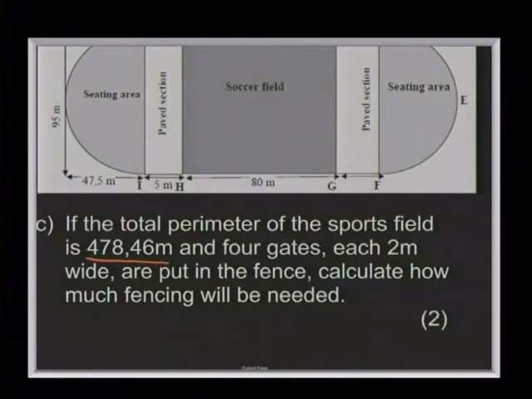You will still get method marks for the method that you've used. So don't let this throw you totally if they now give you an answer that's not the same. So this question says the total perimeter of the sports field is 478,46 meters, and we need 4 gates, each of 2 meters wide, that are put into the fence. Calculate how much fencing will be needed.